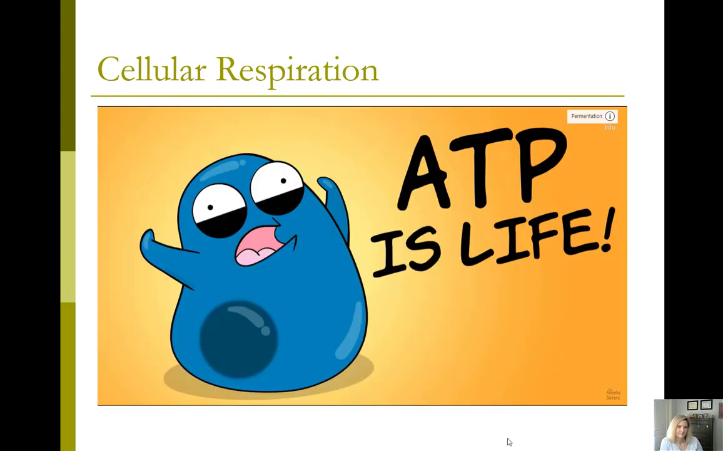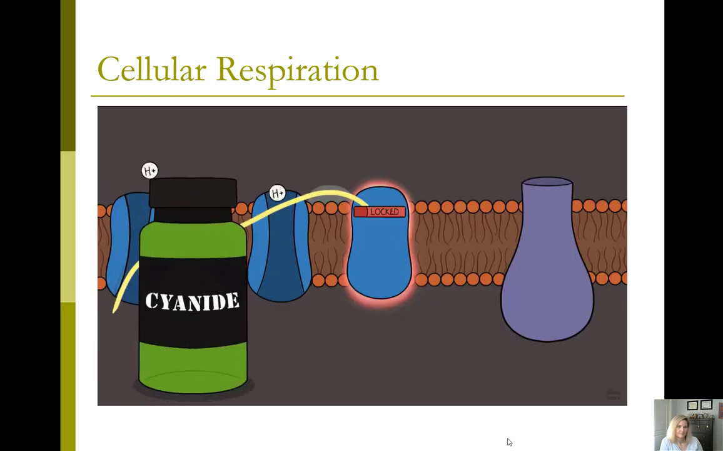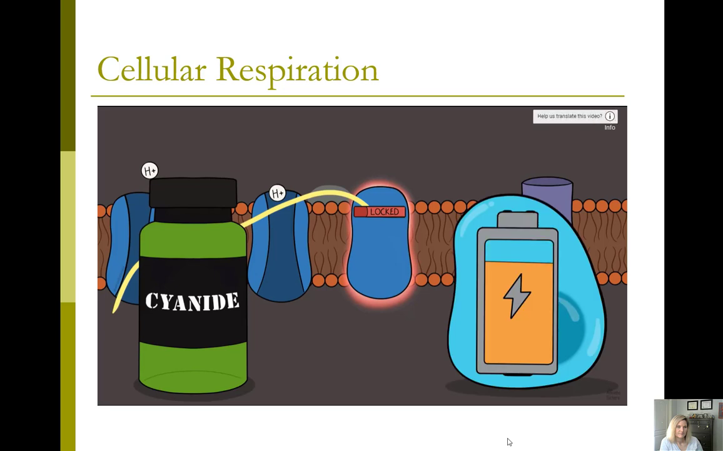We can't emphasize enough how important the process of making ATP is for cells. For example, cyanide, which is found in some rat poisons, can block a step in the electron transport chain, which would block ATP production. A poison that prevents ATP from being produced can be deadly.